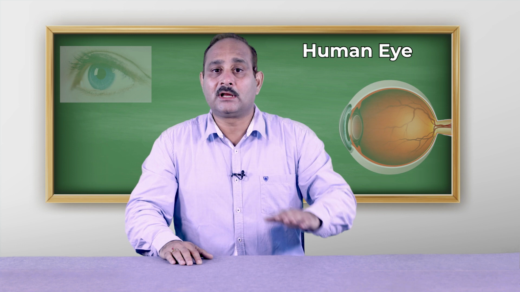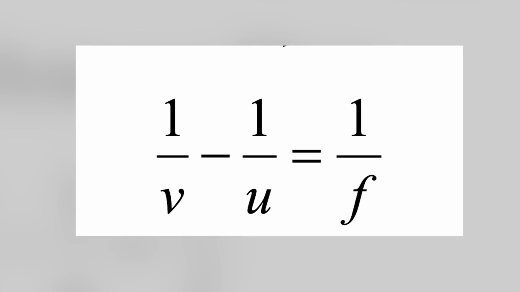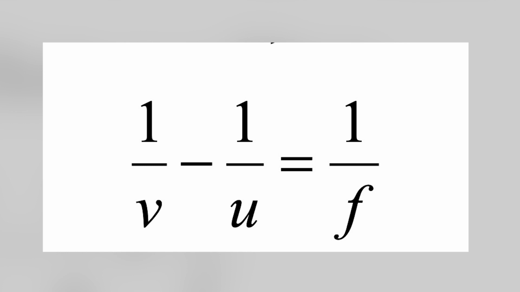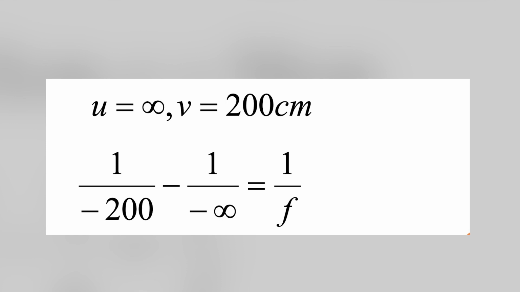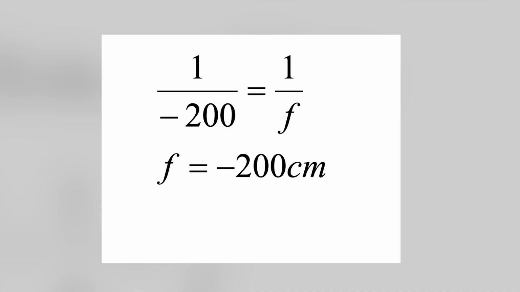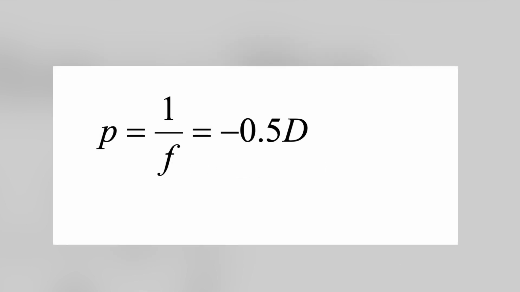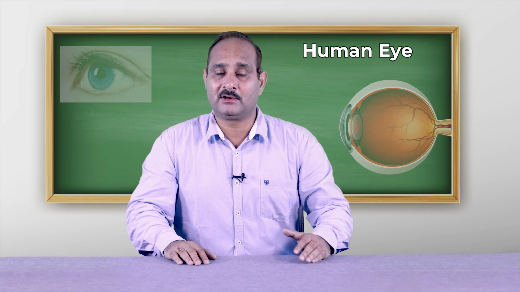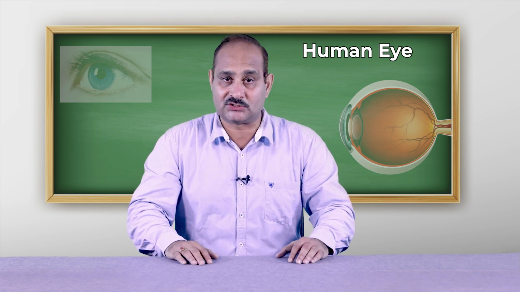Now, let us use the lens equation, that is, 1 upon v minus 1 upon u is equal to 1 upon f, that is, minus 1 upon 200 plus 1 upon infinity is equal to 1 by f. After solving, we will get focal length equal to minus 200 centimeter, and the power of the lens becomes minus 0.5 diopter. As the power is negative, the lens is concave in nature.